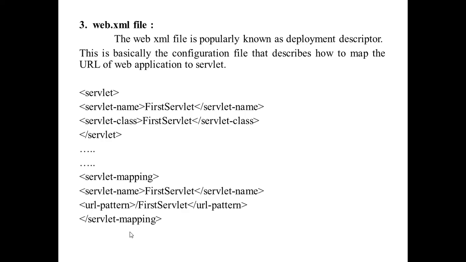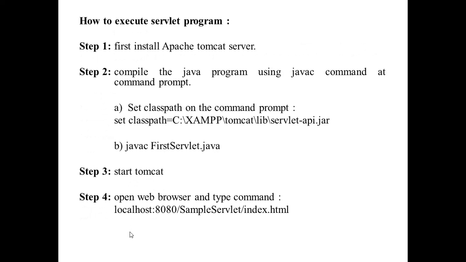After creating these three files, next see how to run the servlet program. The next point is how to execute the servlet program. First, install the Apache Tomcat server or XAMPP server. Then, second step, compile the Java program using javac at the command prompt. In that command prompt, first set the classpath of your XAMPP server, using the command set classpath C:\xampp\tomcat\lib\servlet-api.jar.